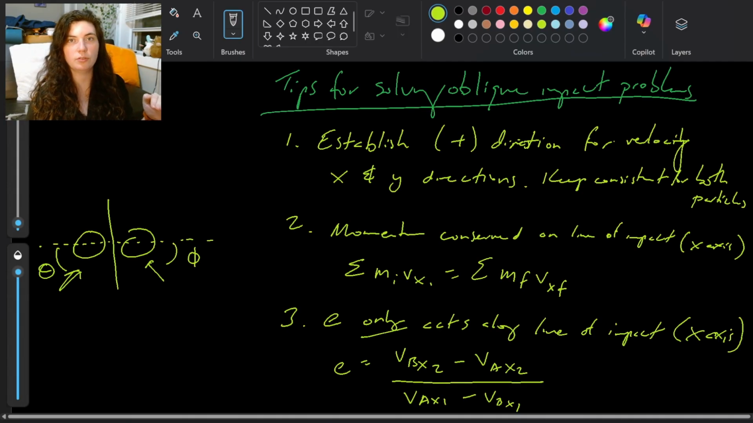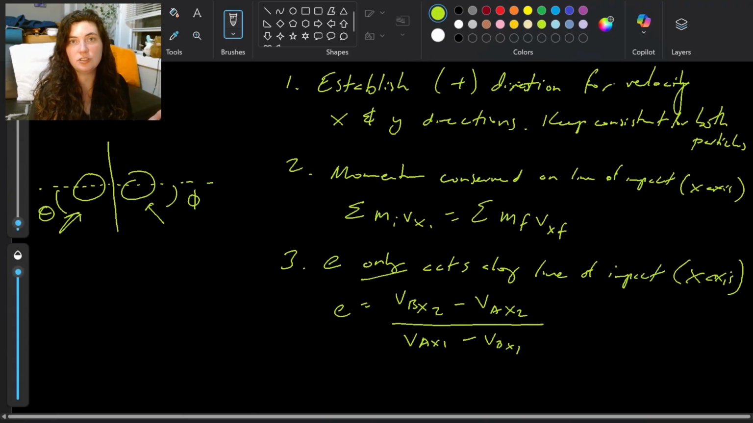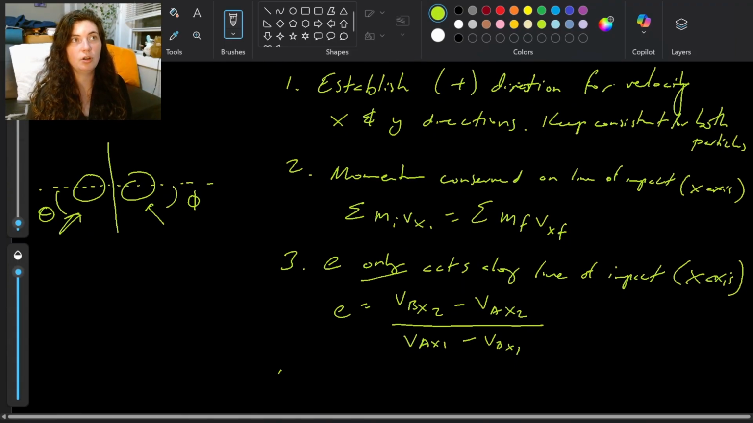You do not need to account for it for the y-axis. What we do need to account for on our y-axis is knowing that momentum is still conserved. Momentum will be conserved for the y-axis, and since there's no coefficient of restitution, really it's acting kind of perfectly elastic in that way, in that y direction. Momentum is conserved along the y-axis for both particles.